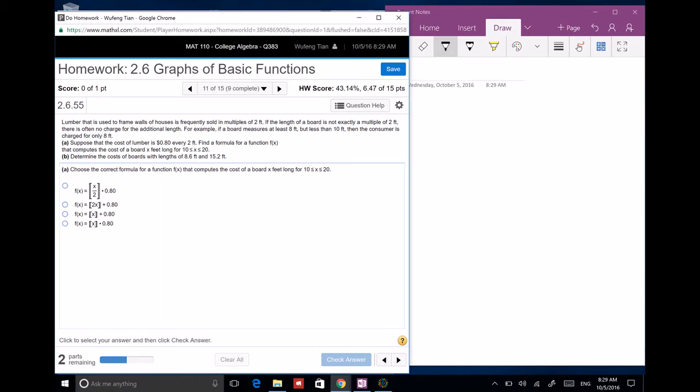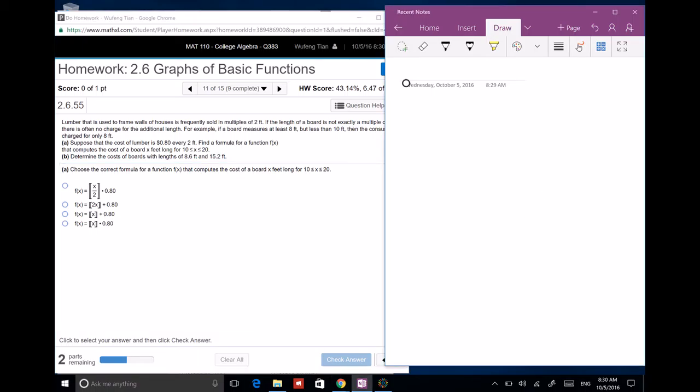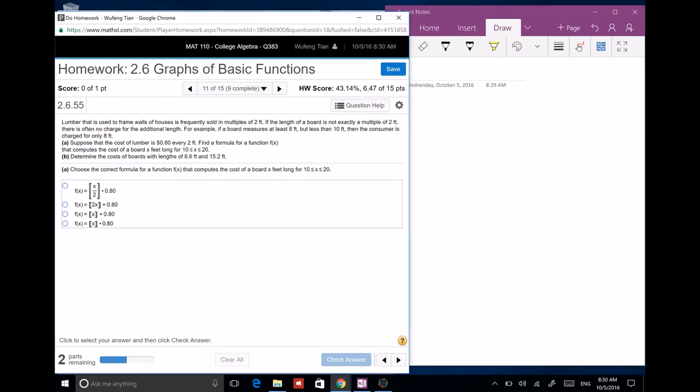Lumber used in frame wall houses is furnished solely in multiples of 2 feet. If the length of the board is not exactly a multiple of 2 feet, there is often no charge for the additional length. For example, if a board measures at least 8 feet but less than 10, the consumer is charged only 8 feet. Okay, so it's kind of like a step function. It's x over 2, and you choose the lower value. If it's less than 10, you choose 8. But once it's past 10, you choose 10.